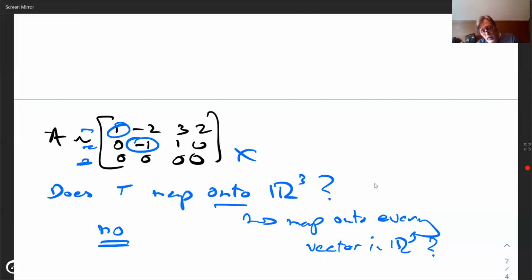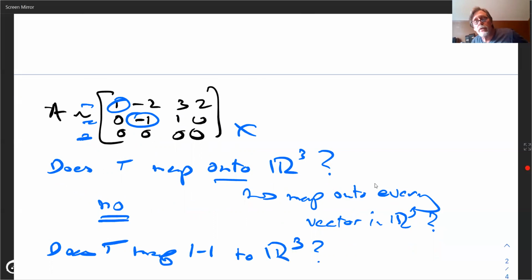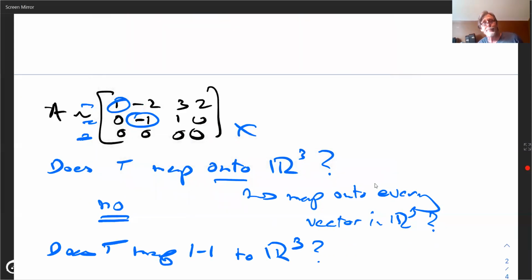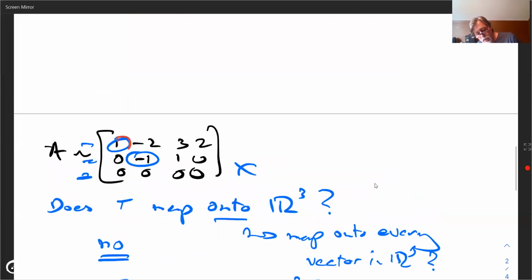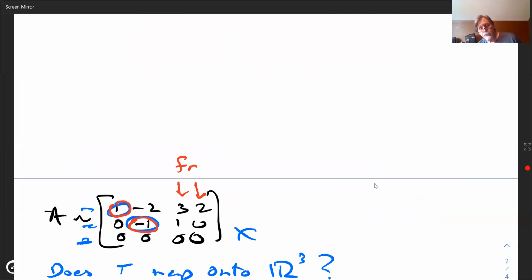And then another question is, does T map one-to-one to, say, R3, using lousy language? That's another one you can settle by looking at pivots, and then I'll come back and explain it. It's a longish video, apparently, but that's okay. I have a lot to say, apparently. So what I do for that one is I see the pivots, but I notice there's a couple of columns that are free. We have free variables. Watch this.